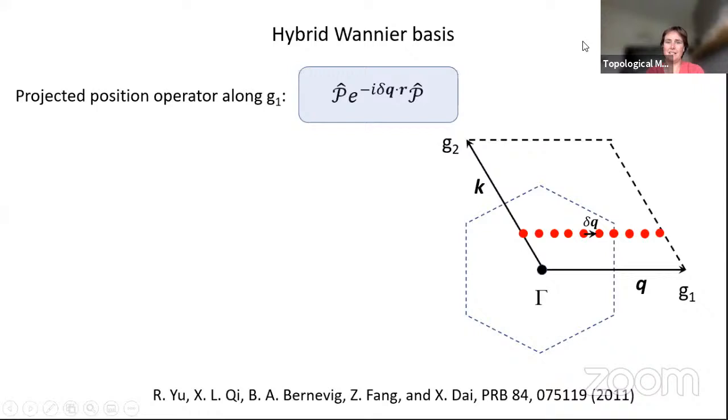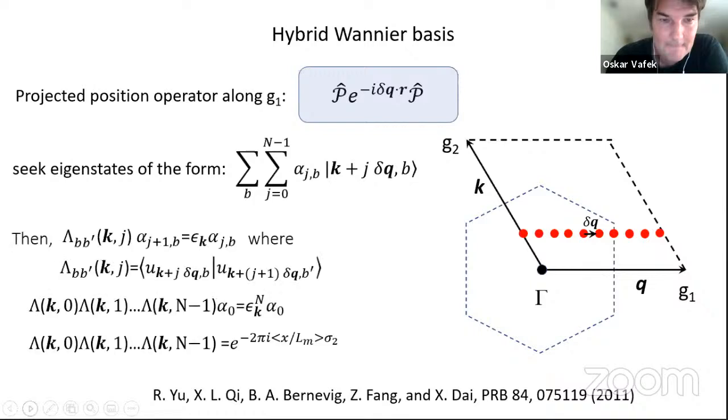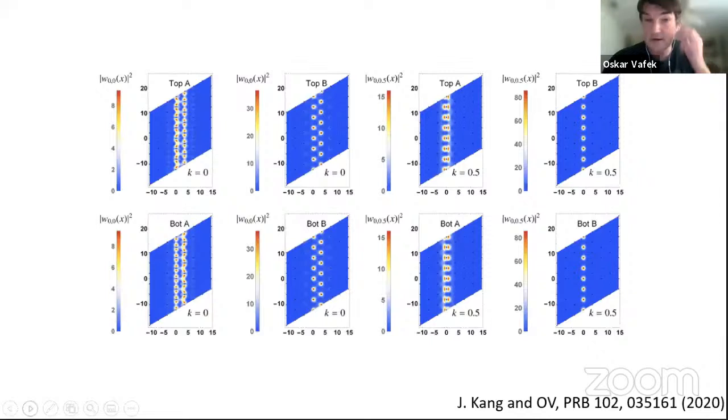5 minutes. Okay, so this is going to be lightning fast, but let me just remind you what we did last lecture. We constructed these hybrid Wannier states. I think Titus mentioned them today. The particular direction along which we compute the projected position operator is shown here. This is the technology for this. I mentioned to you the wave functions have a rather interesting structure.